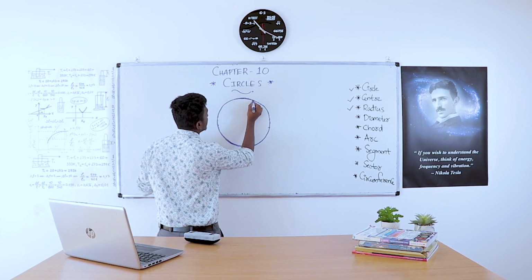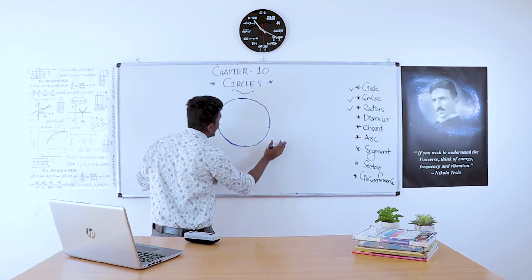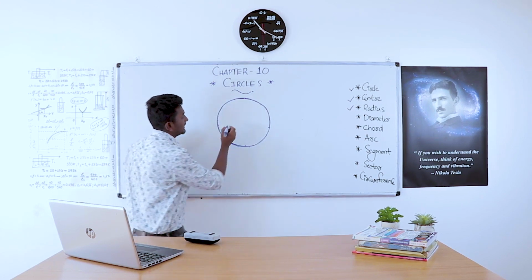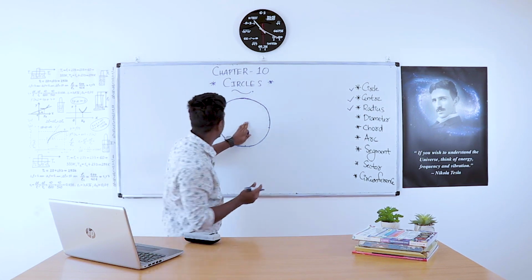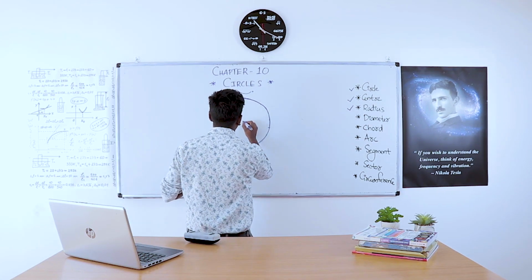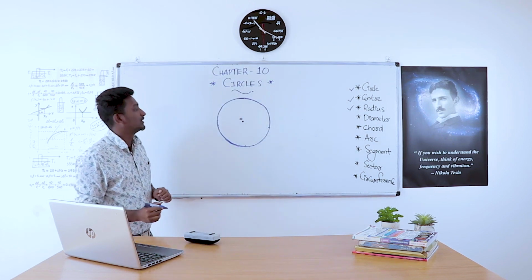And this is our circle. You know that all circles have a fixed center point, and I am marking the center of the circle as O.